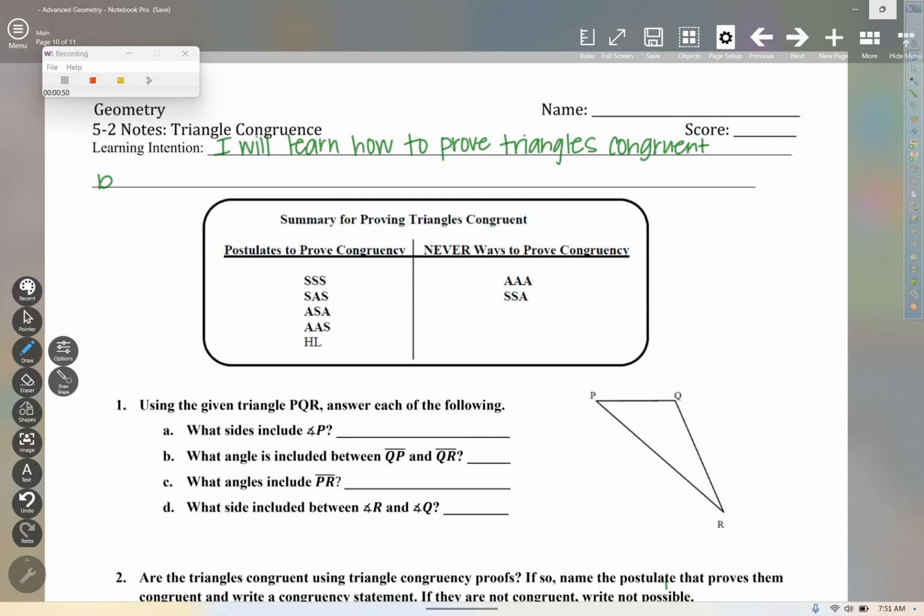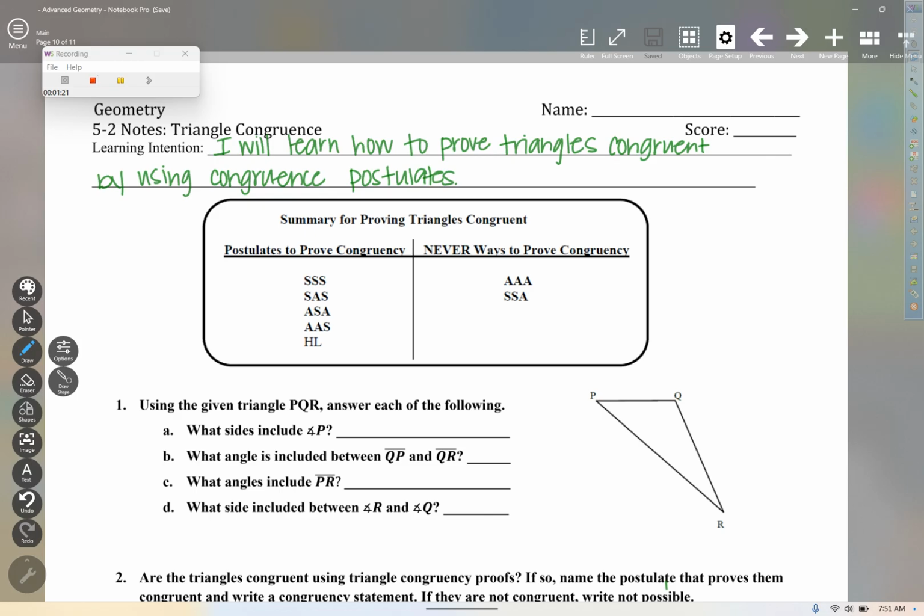Okay, so the summary for proving triangles congruent is the postulates you are allowed to use are side, side, side. Side, angle, side. Angle, side, angle. Angle, angle, side. And HL. And H is the hypotenuse and L is the leg.